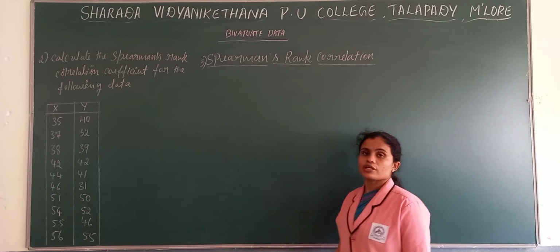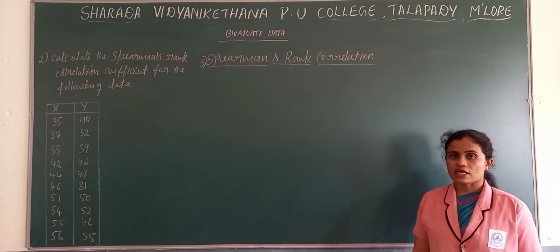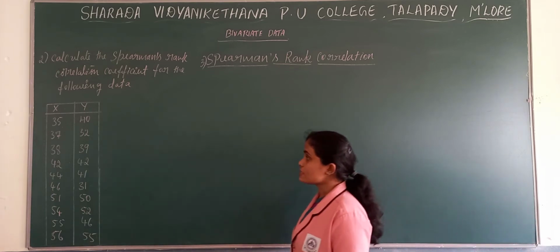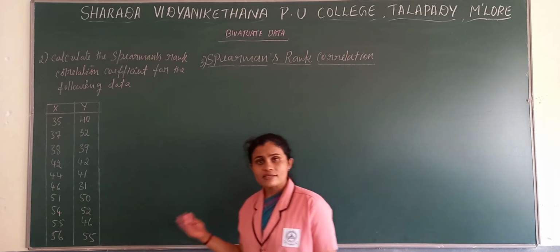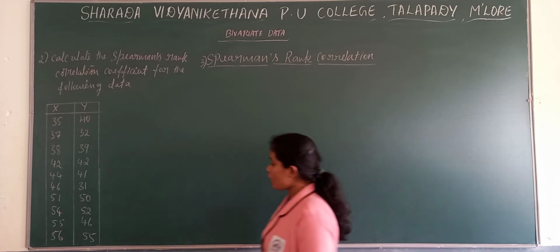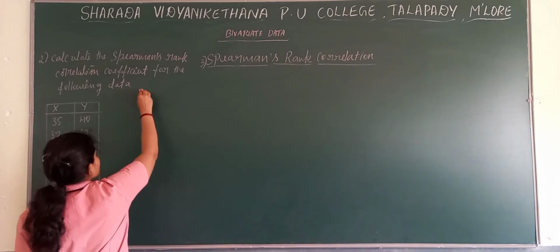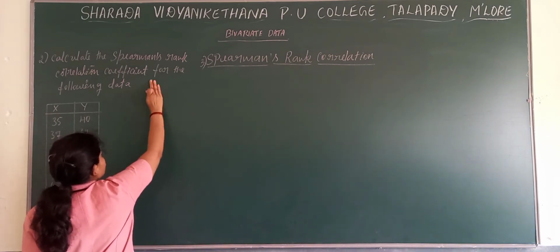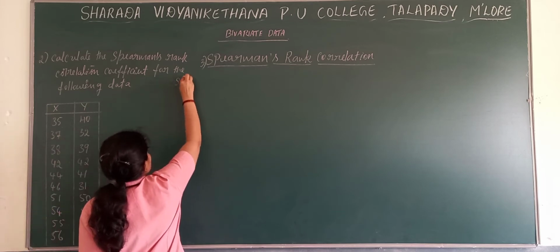But here ranks are not given. The variables are given directly. Now we have to assign the ranks, then find out Spearman's rank correlation. Now we'll see how to solve this particular problem. We'll write the solution.